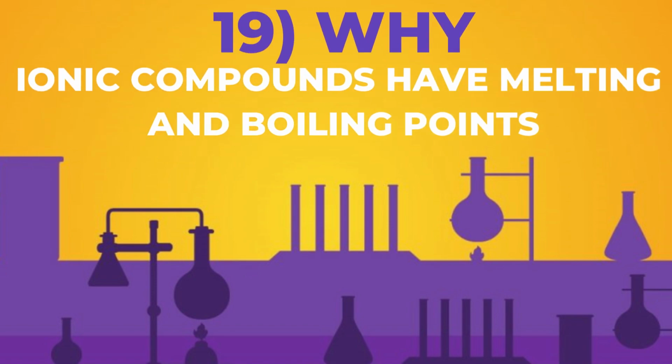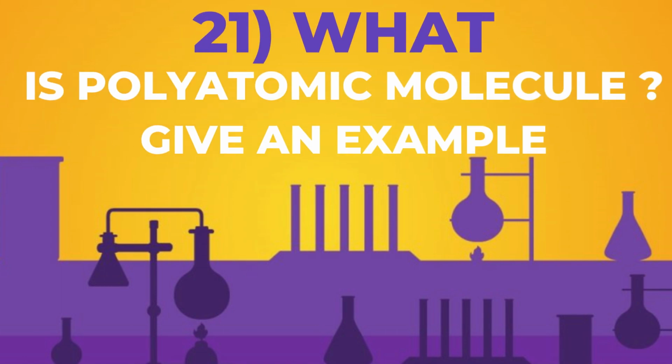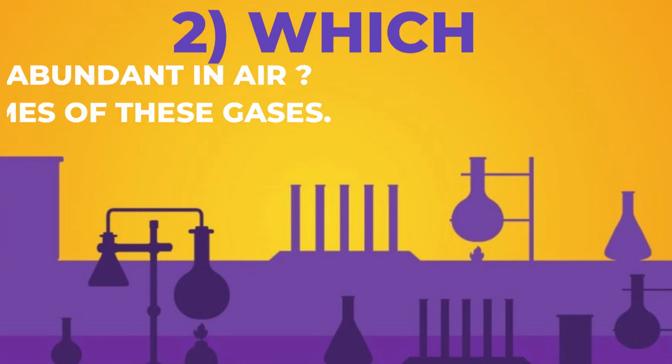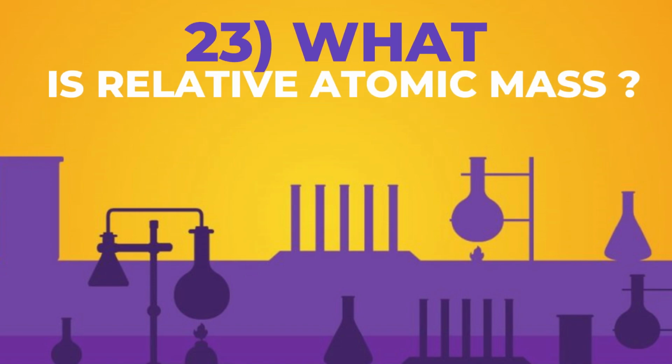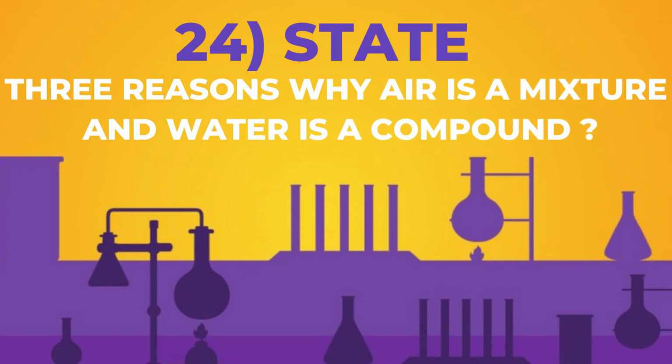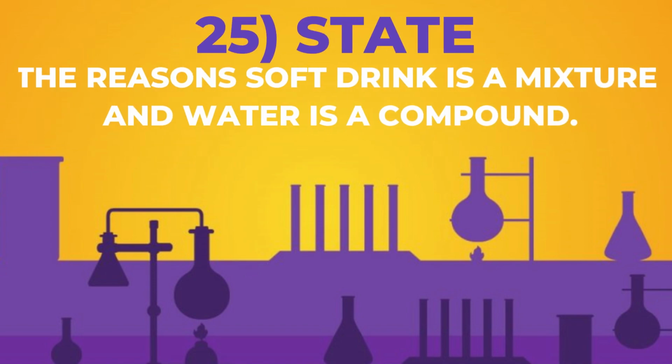Why ionic compounds have high melting and boiling points? Define the chemical formula. What is polyatomic molecule? Give an example. Which gases are present abundantly in air? Write 4 names of these gases. What is relative atomic mass? State 3 reasons why air is a mixture and water is a compound. State the reasons why soft drink is a mixture and water is a compound.